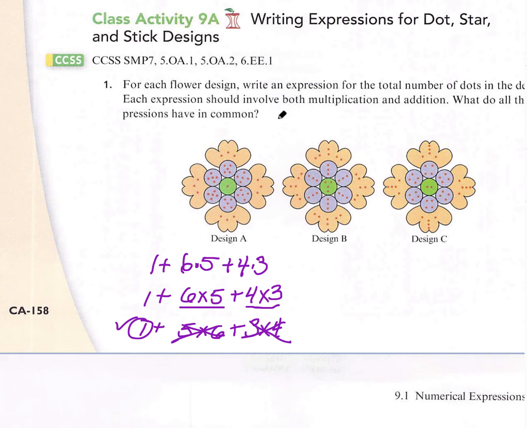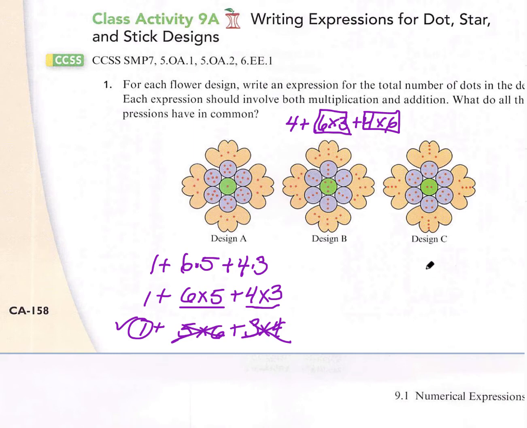So let's take a look at this next expression. Again, I'm going to start in the middle, and there are 4 dots in the middle. So I'm going to start with 4 plus 6 groups of 3 plus 4 groups of 6. Again, we need to make sure we have 6 purple circles with 3 in each one, and 4 petals with 6 in each one. Now, you could put these in any different order as long as these expressions right here stay the same.